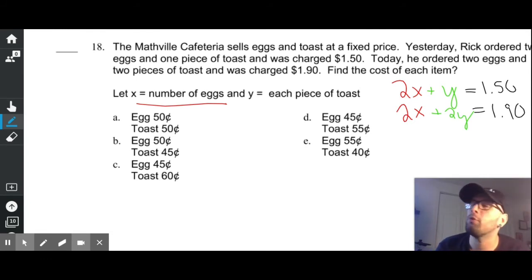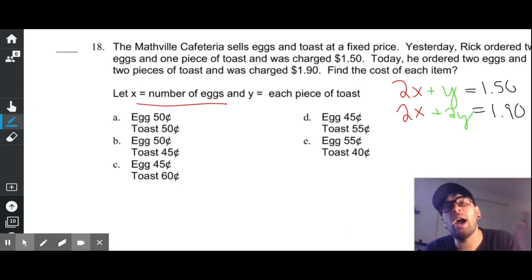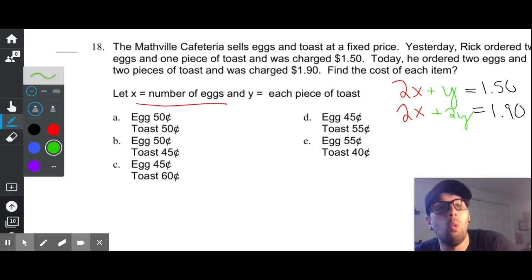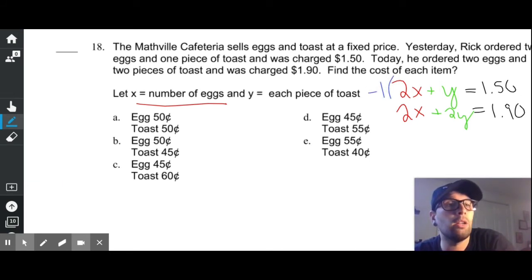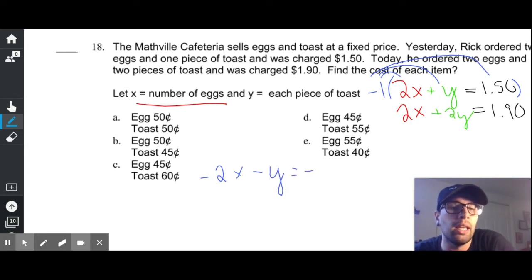Now, this is where things get a little different. If I'm doing elimination, what you're looking for is a variable where the coefficient, the number in front, is exactly the same. However, one's got to be positive, one's got to be negative. I have a 2x right here and a 2x right there, but they're both positive 2x's. So what can I do? Multiply one of those equations by negative 1. If I multiply both equations by negative 1, it'll take that positive 2x and make it negative 2x, and then I can finally add things. So let me rewrite everything right here. If I multiply negative 1 times everything, I have negative 1 times positive 2x, so negative 2x. I have negative 1 times positive y, so negative 1y equals negative 1 times 150, negative 150. The bottom equation is going to be exactly the same.